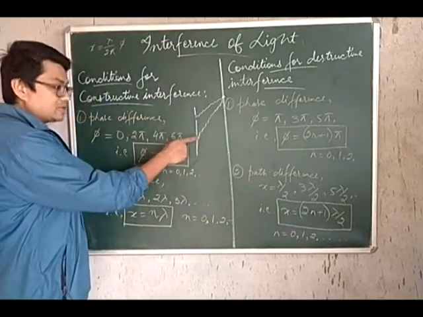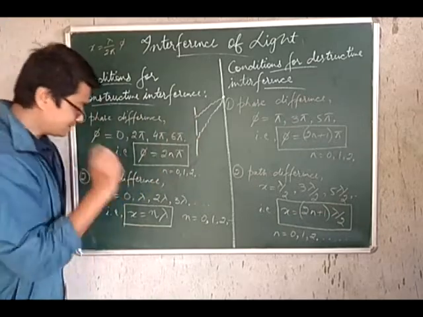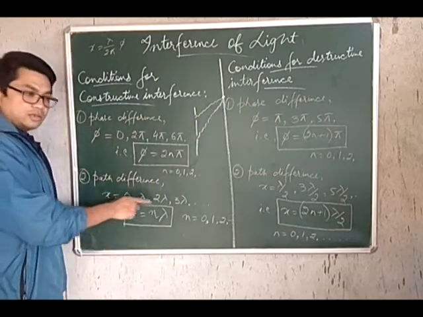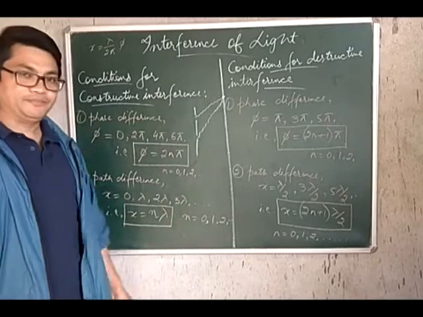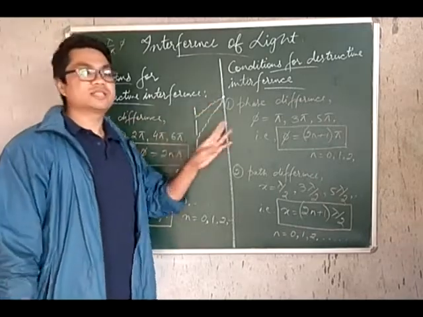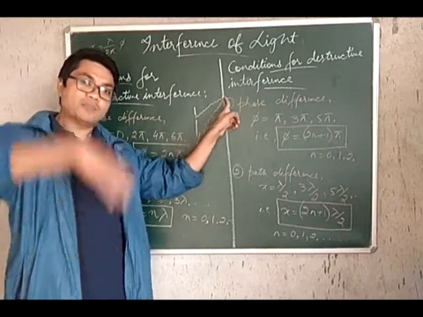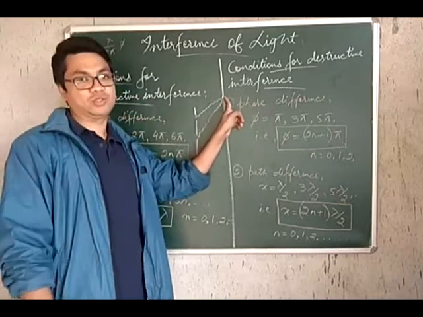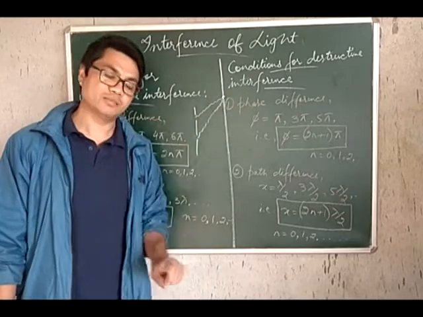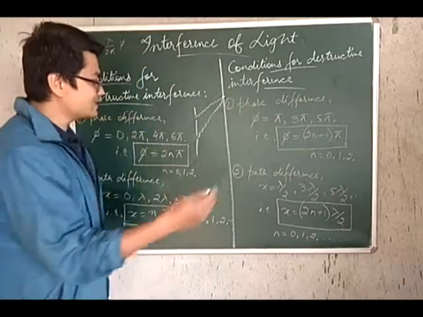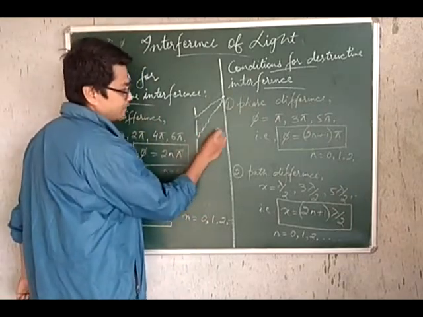Now what we are saying is, if this path difference is an integral multiple of lambda, then what we get is constructive interference, or a maximum, or a bright fringe at this particular point. That is exactly this center over here.